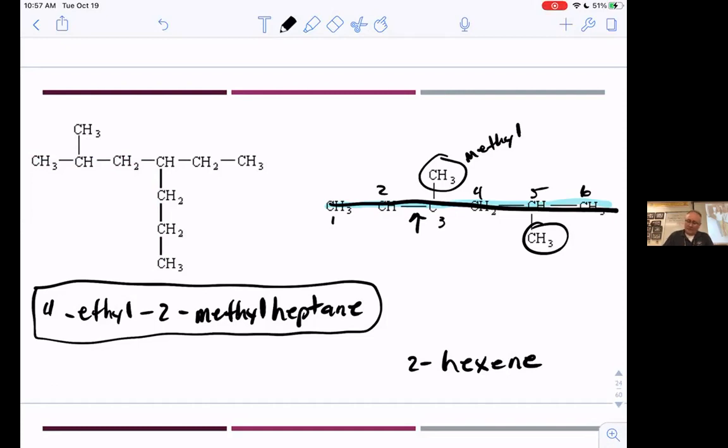Now I have to say where the methyl groups are. There are 2 of them, so it's called dimethyl. And you also have to say which ones they're on. They're on the 3 and the 5.